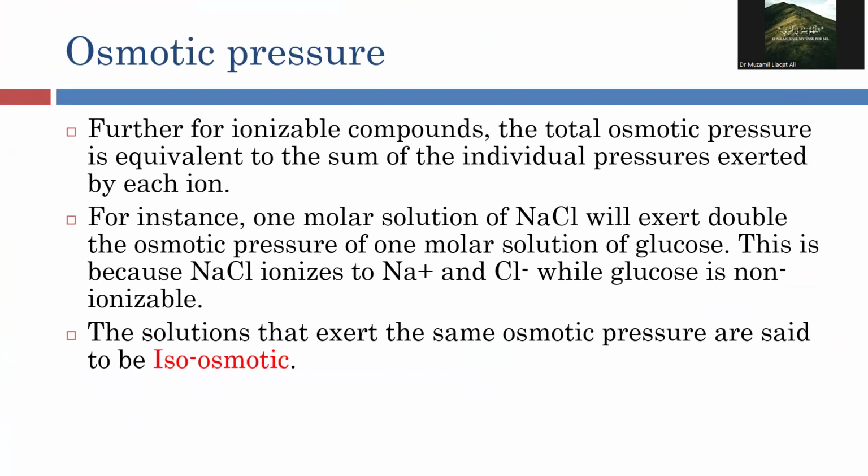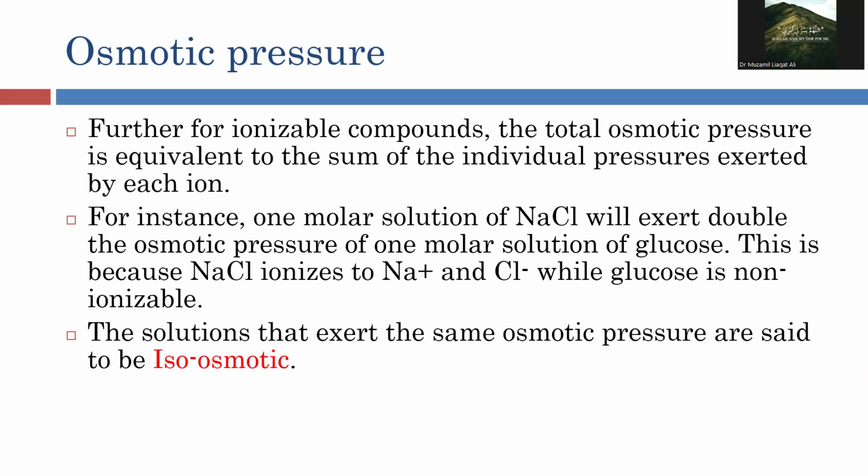So let's talk about ionizable compounds and isoosmotic compounds. NaCl dissociates into sodium and chloride. So 1 molar NaCl is equal to 2 osmoles. Glucose does not dissociate, so 1 molecule of glucose is equal to 1 osmole. Therefore, 1 mole of NaCl exerts double the osmotic pressure of 1 mole of glucose.